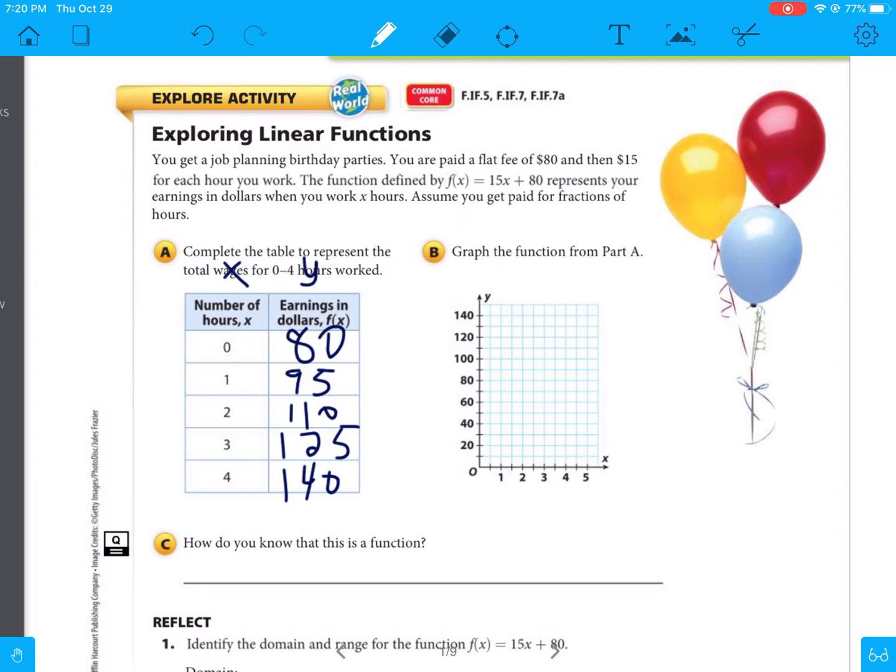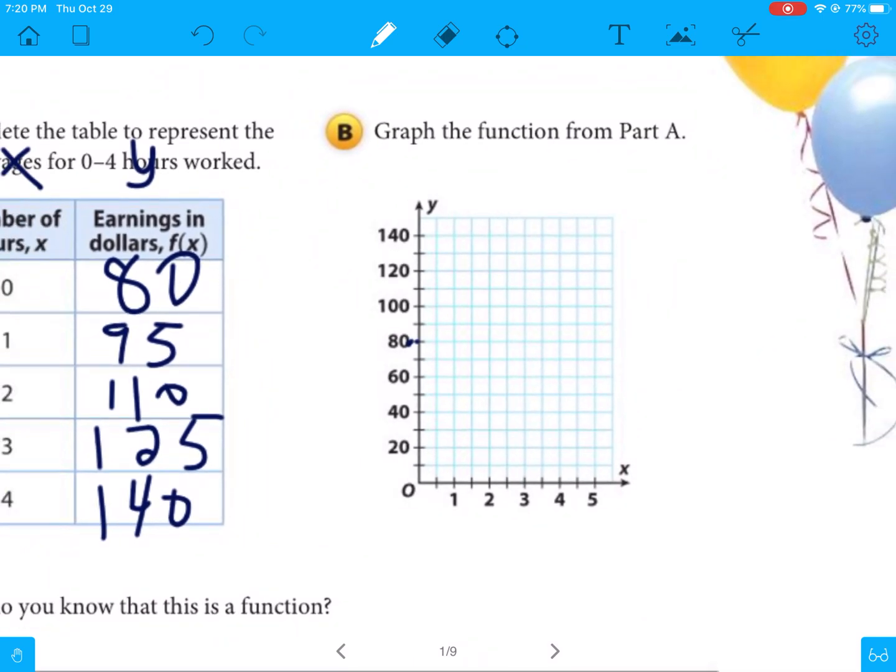There's your X, there's your Y. So you have 0, 80. Then you have 1, 95. 2, 110. 3, 125, and then 4, 140. It says you get paid for fractions of an hour, so you can actually connect your dots there.